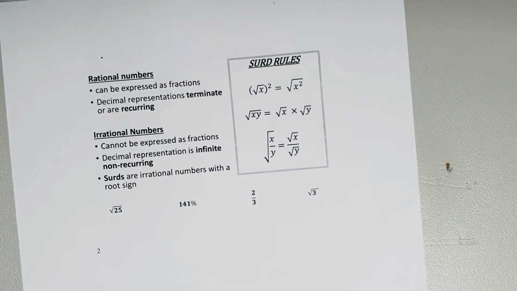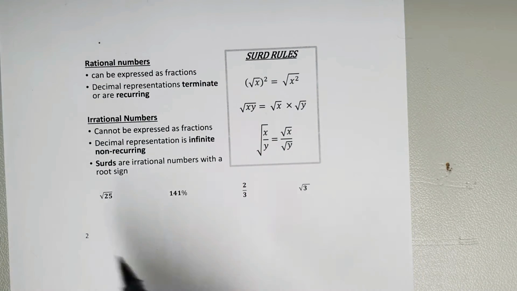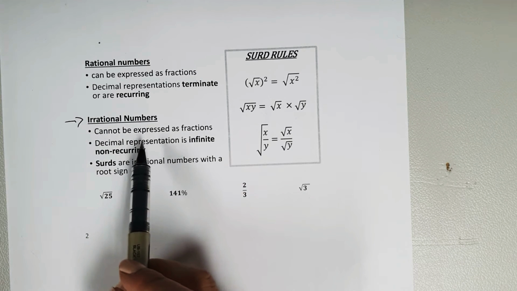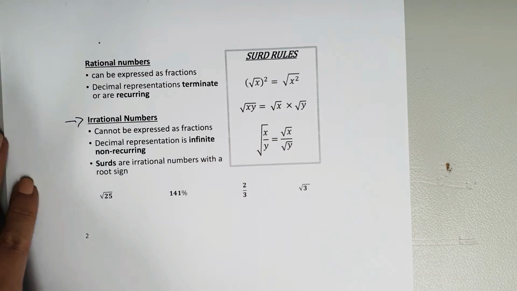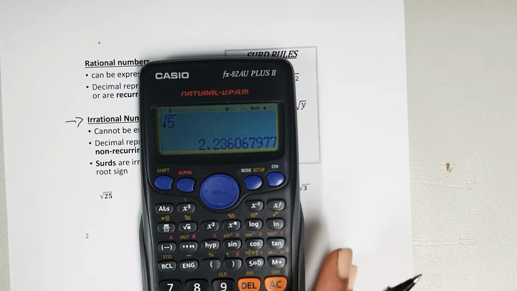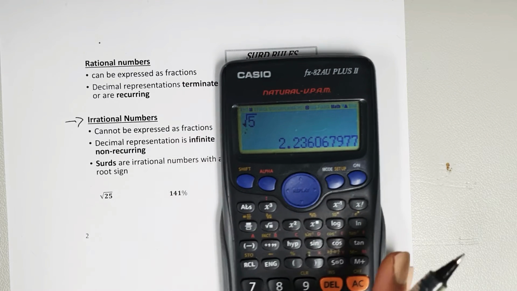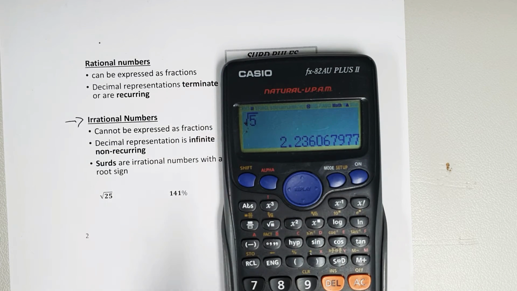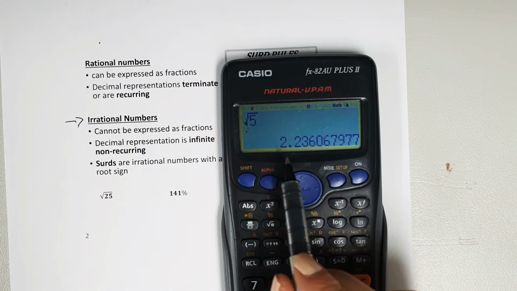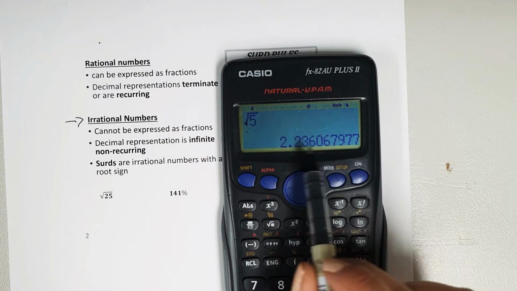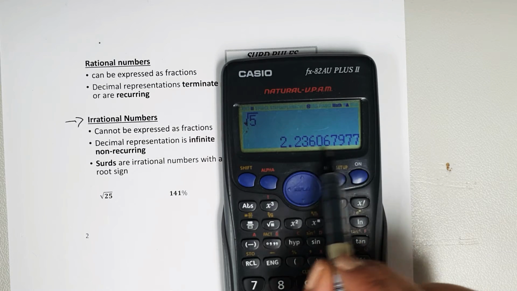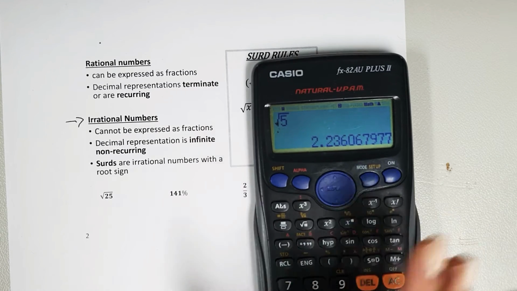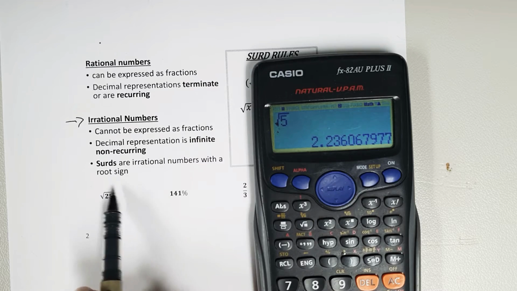So when we're referring to surds, we are saying that these are irrational numbers. We can't express surds as a fraction, and in fact if you were to type in a surd onto the calculator, for example the square root of 5, you're going to get an infinite, non-recurring decimal representation of the number, which means that this number goes on forever, and there is no pattern. It does not recur. So surds are basically irrational numbers with a square root sign.